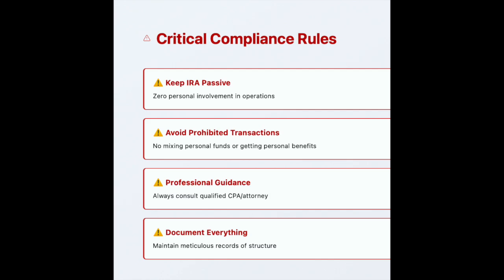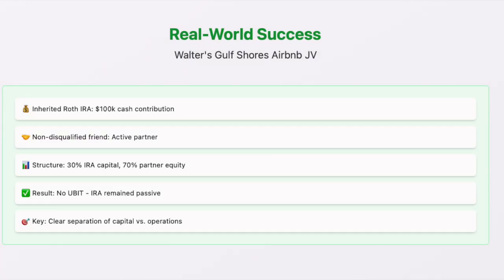Yeah. Makes total sense. And there's a case study to see how this works in practice. Yes, Walter shared his own experience with an STR joint venture using an inherited Roth IRA. Right. The setup was, Walter and another partner formed an LLC for an Airbnb down in Gulf Shores. His inherited Roth IRA put in $100,000 cash, capital only.